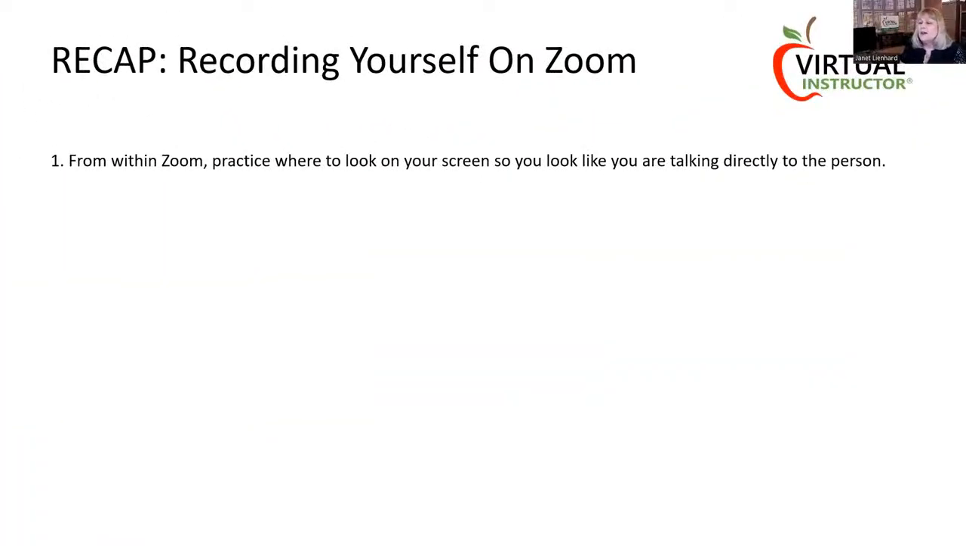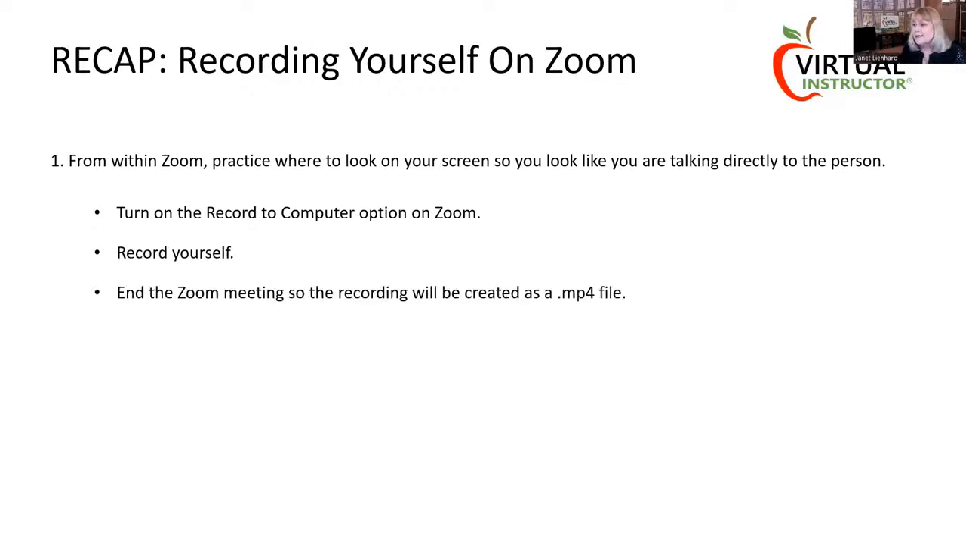So to recap, when you want to practice recording yourself on Zoom so that it looks like you're actually talking to people, what you want to do is, when you're in Zoom, turn on record to computer. I recommend that over recording to the cloud because then you have to go download it. And remember, it's just a short phrase or so. You just want to figure out where the right place is to look on the screen. Then record yourself saying a short word or phrase.